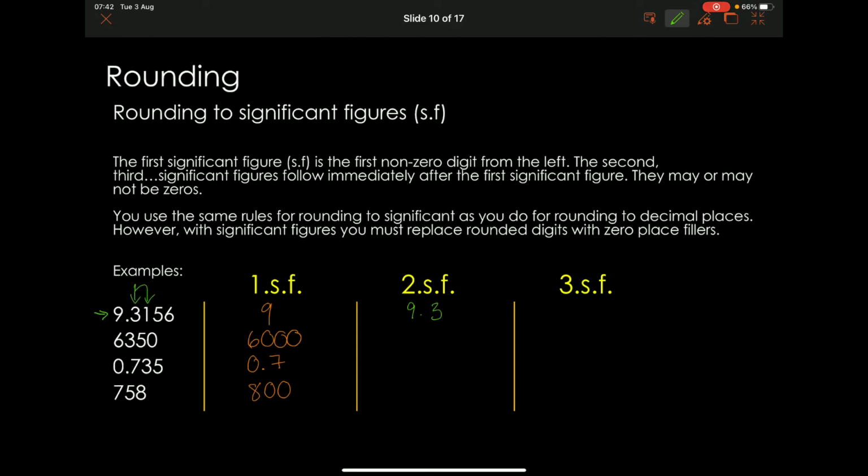For this next one, we're going to look at the 3. Is it going to be 6,300 or is it going to be 6,400? That's the question. We look at the digit to the right and it's a 5. Because that's a 5, the 3 rounds up. So it becomes 6, 4 and then 0, 0 on the end. Because we've rounded it, those numbers have to be zeros. And then here, the second significant figure is actually 3.